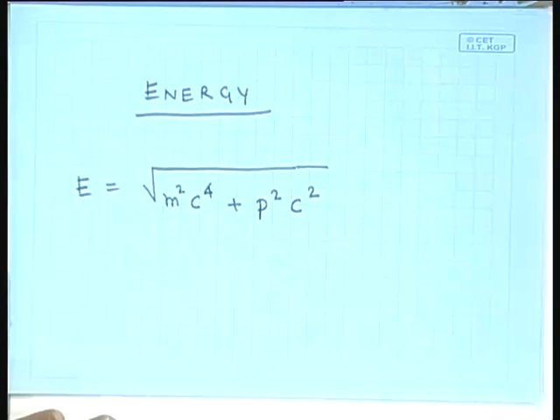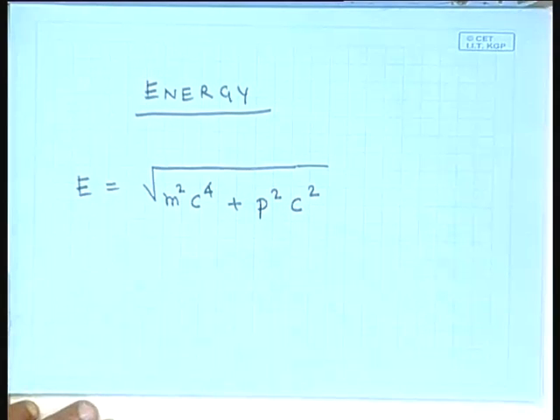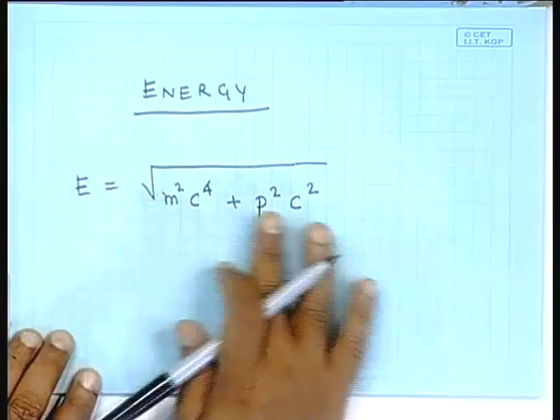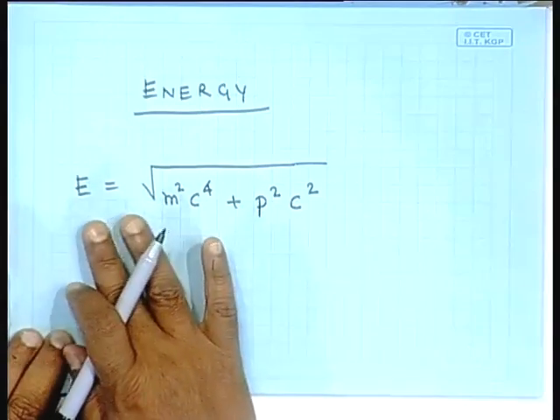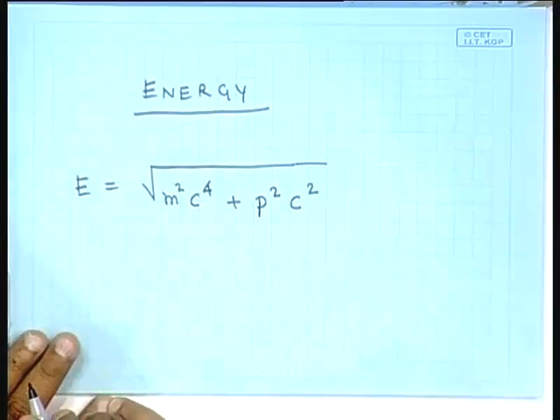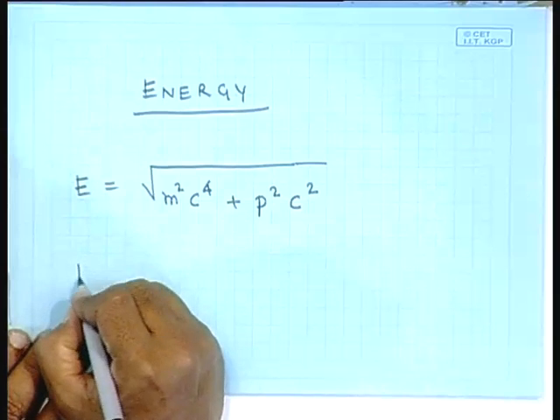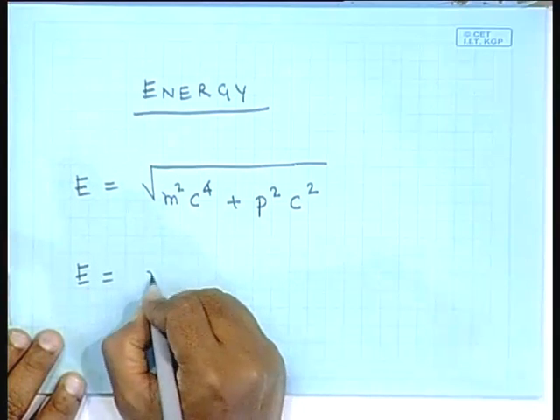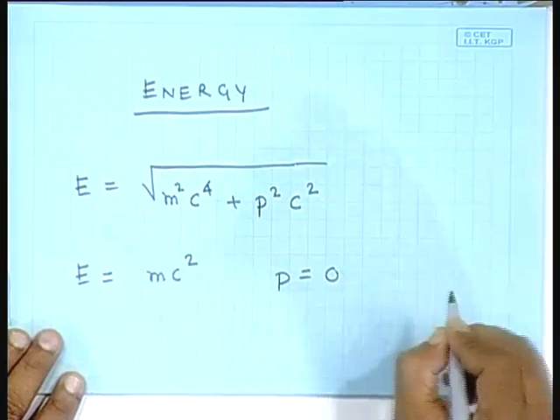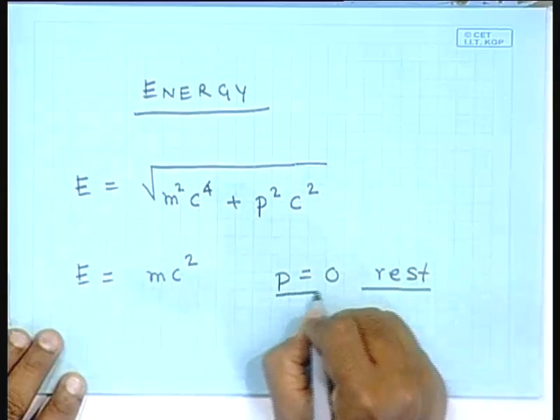So, we will straight away use this, and Einstein's theory of relativity was known by the time the Compton effect was discovered. So, let us use this formula for relating the energy to the momentum. Before just applying this formula, let me discuss this very briefly. The first thing that this tells us is that if the particle is at rest, if it has no momentum, it will have an energy E equal to mc squared. This is called the rest mass energy.